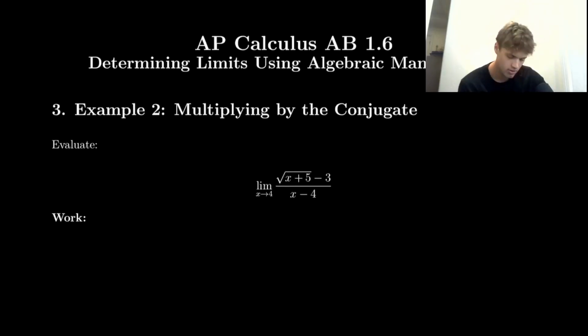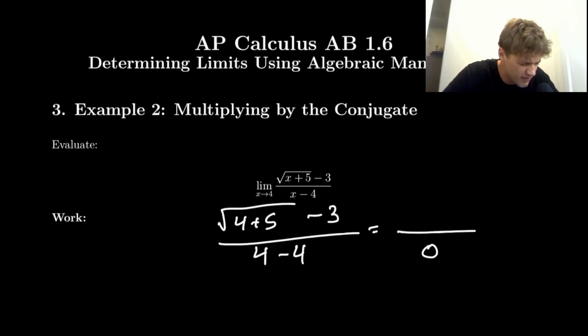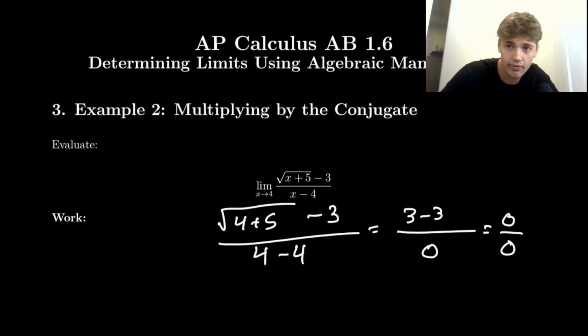So if we use direct substitution right now, what we get is the square root of 4 plus 5, minus 3, all over 4 minus 4. Well, 4 minus 4 is clearly 0. The square root of 4 plus 5: 4 plus 5 is 9, and the square root of 9 is 3. So then what we get is 3 minus 3. That also equals 0. We have an indeterminate form. We're going to have to do something different to get around this 0 over 0.